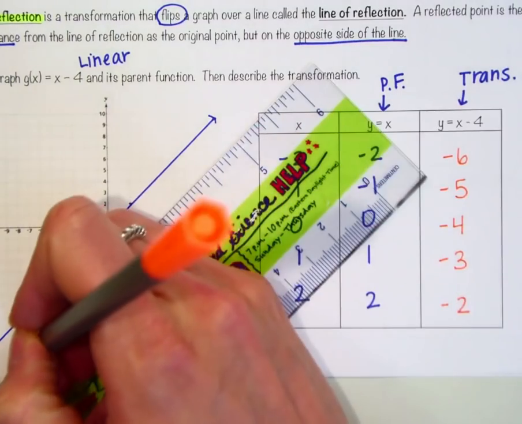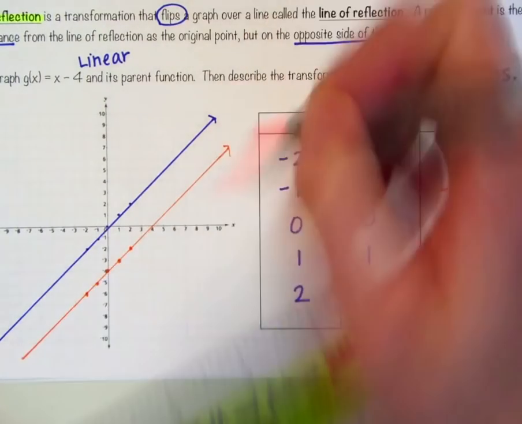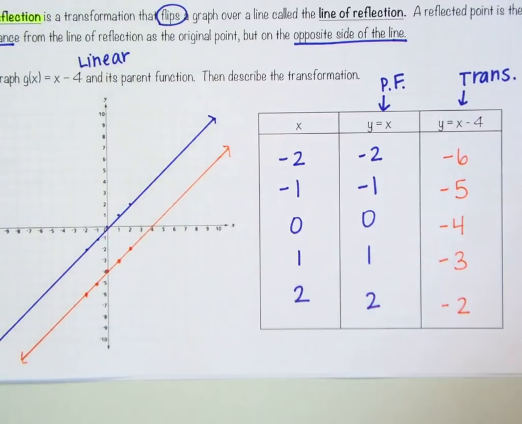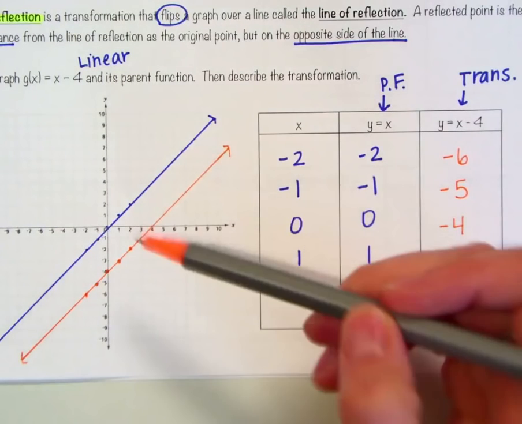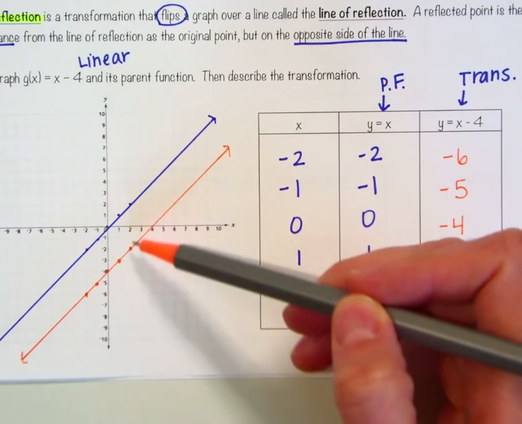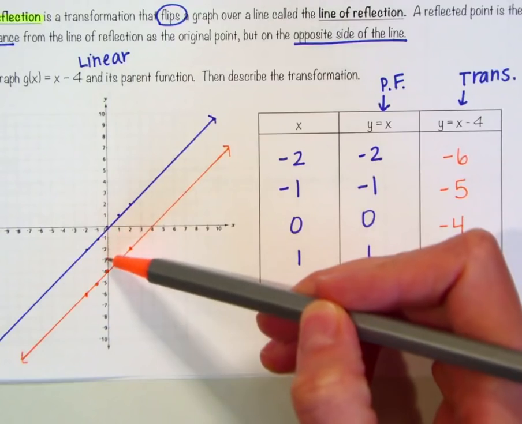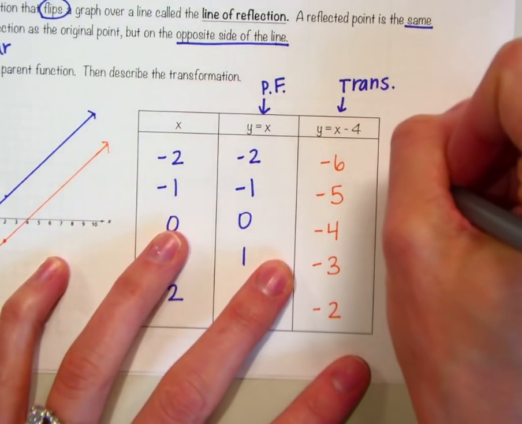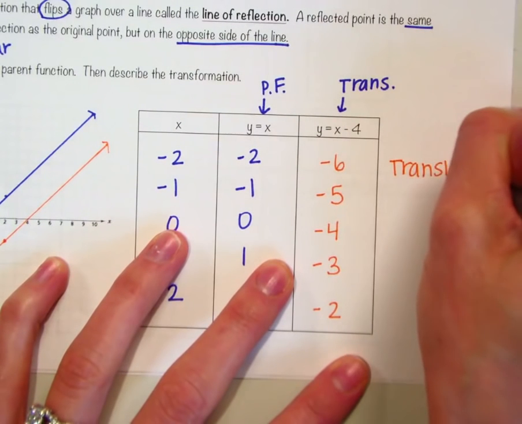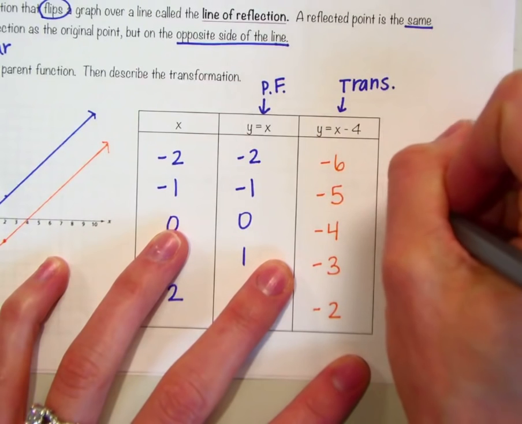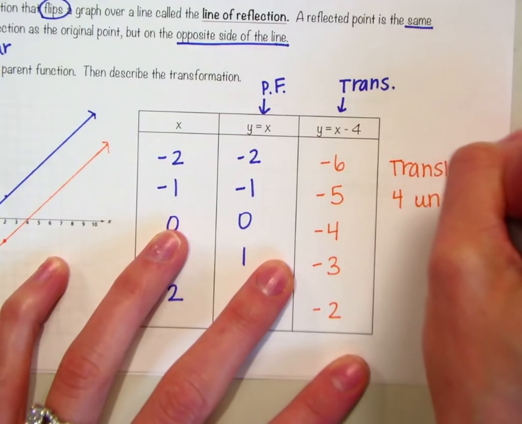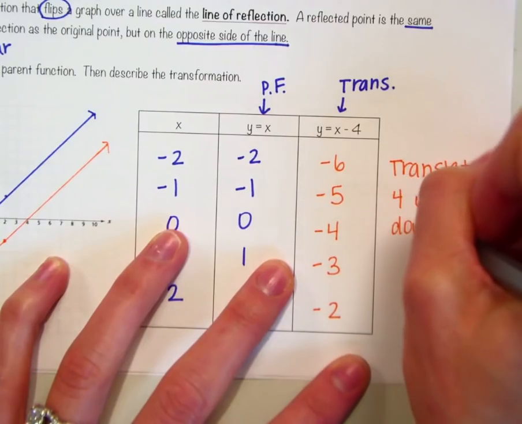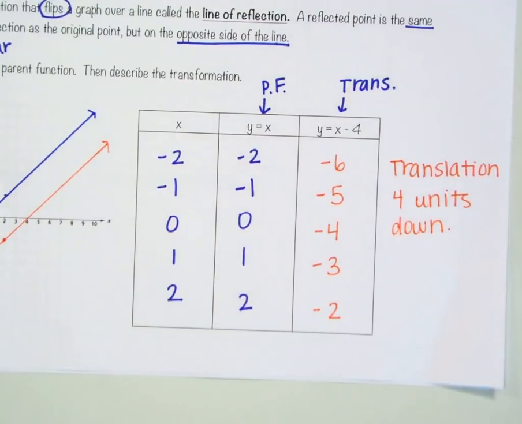So think about the predictions, again, that you guys made. The steepness is the exact same, the direction is the same, but my y-intercept and all of these points were shifted down 1, 2, 3, 4. So we would describe this as a translation four units down, or shifting 4 units down. Okay.